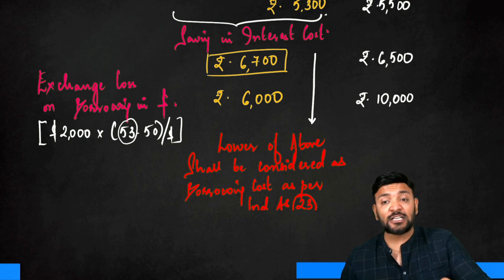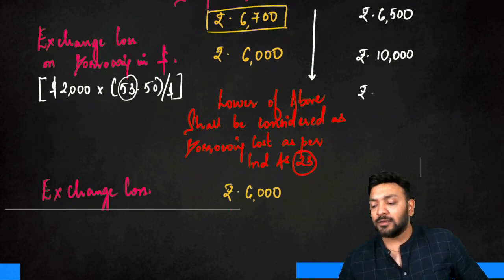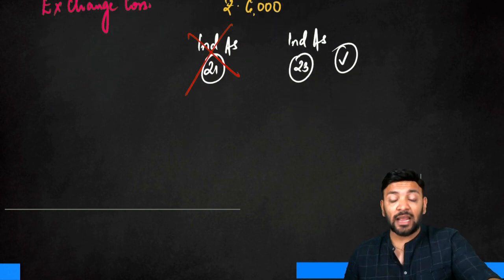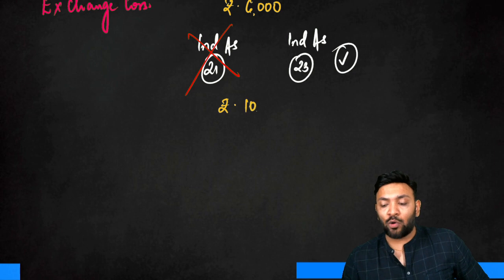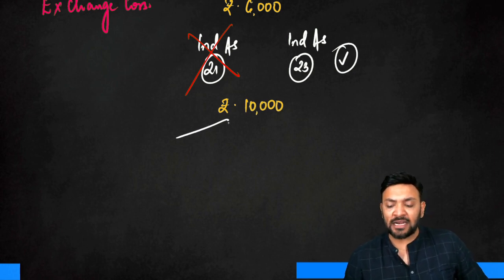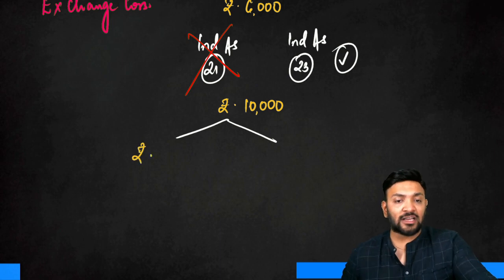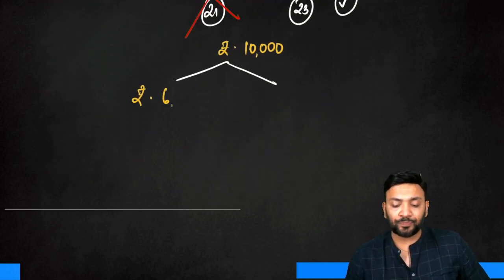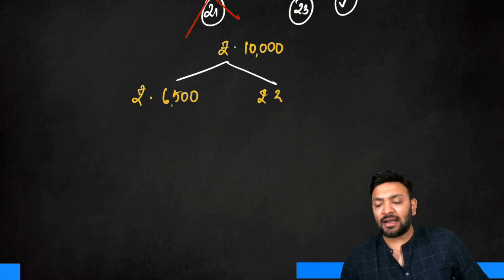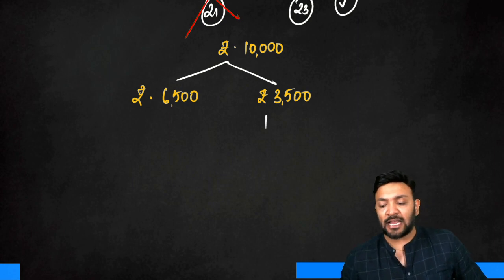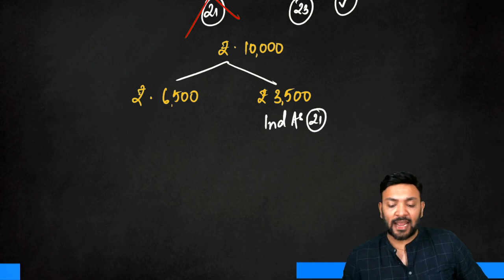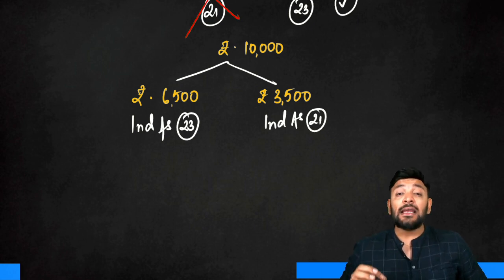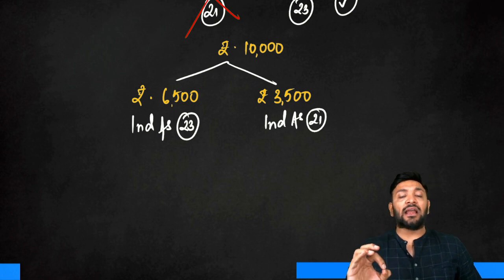Lower of these two, how much should be treated as borrowing cost? The amount to be considered as borrowing cost is only 6,500. How much is the exchange loss? The exchange loss is not 6,000 now. The exchange loss would have been 10,000 now. Out of 10,000, I'll split it into two parts, to the extent of the 10,000, how much is considered as borrowing cost? 6,500 is considered as borrowing cost, while the balance 3,500 is exchange loss, which should be governed as per Ind AS 21. And to the extent of 6,500, it will be governed as per Ind AS 23 as borrowing cost. That's why I said exchange loss, to an extent, can be regarded as borrowing cost.